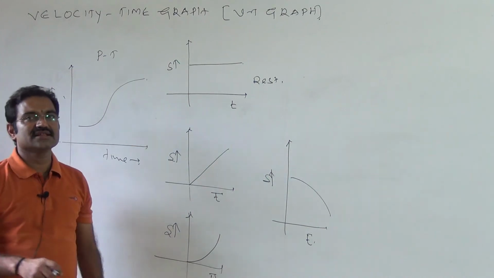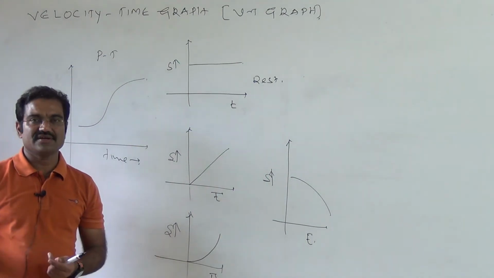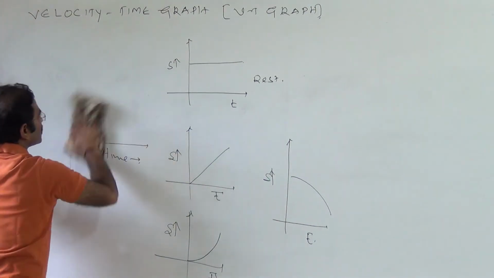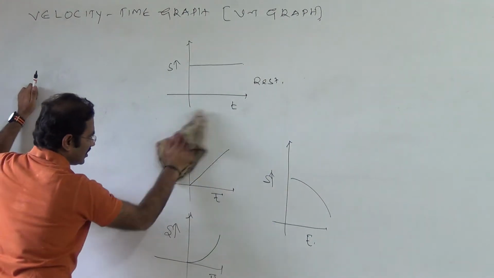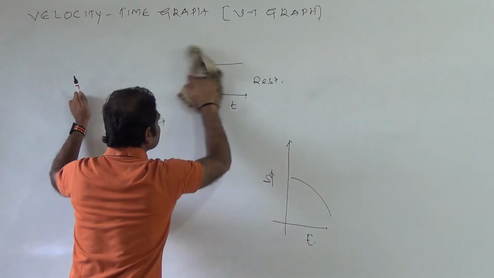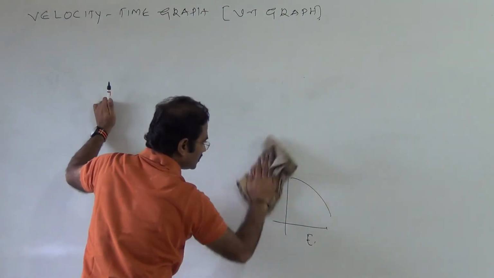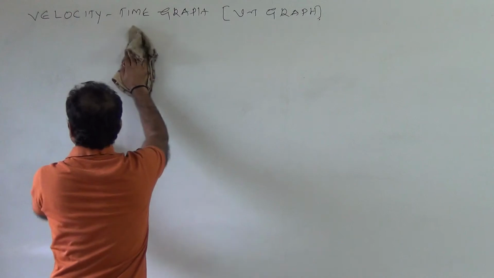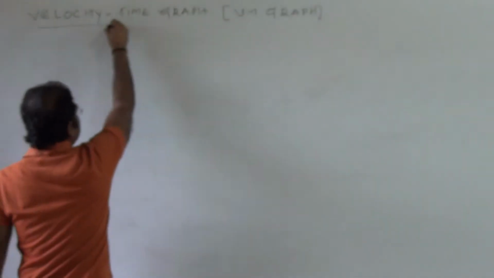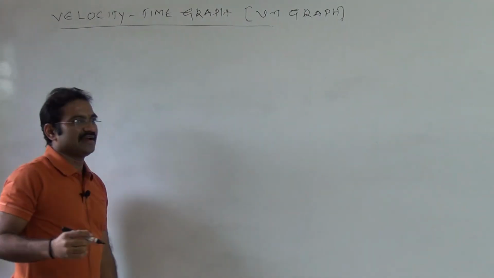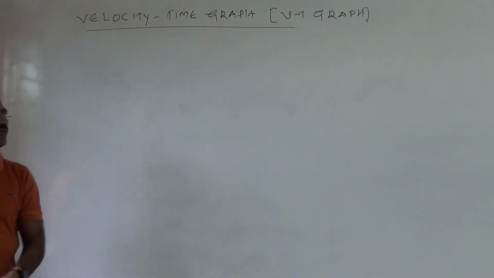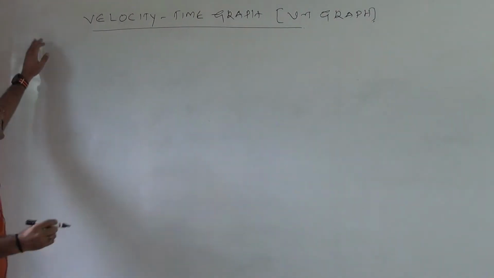This much we discussed in the previous class. This is total revision. Now we start with the velocity time graph. What is this velocity time graph? The velocity time graph, as the name itself indicates, the two parameters are, one is velocity and another one is time.